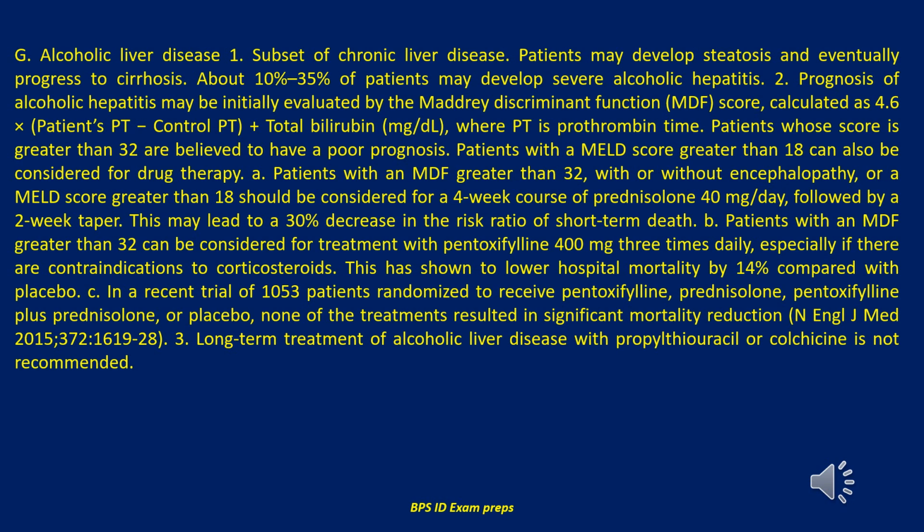C. In a recent trial of 1053 patients randomized to receive pentoxifylline, prednisolone, pentoxifylline plus prednisolone, or placebo, none of the treatments resulted in significant mortality reduction, as published in the New England Journal of Medicine in 2015. 3. Long-term treatment of alcoholic liver disease with propylthiouracil or colchicine is not recommended.